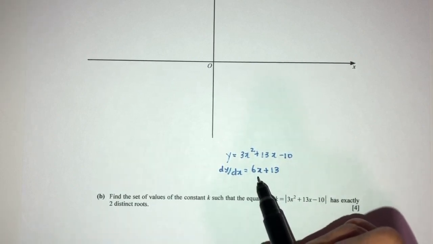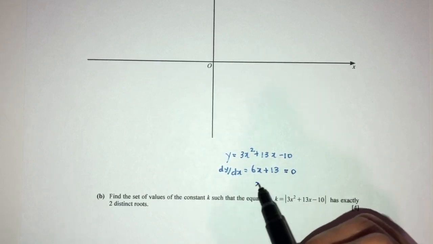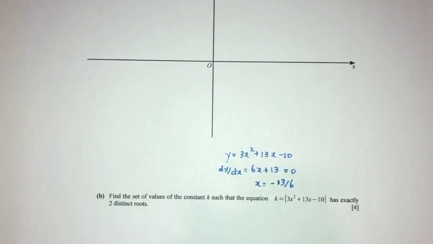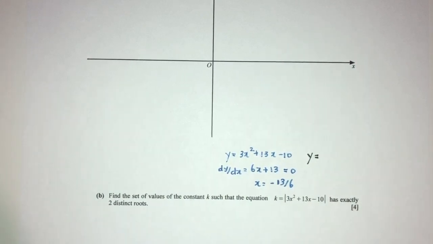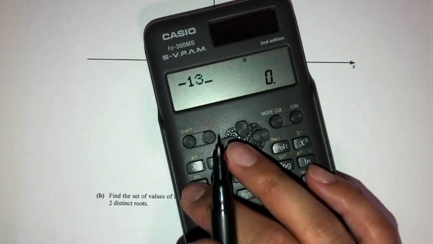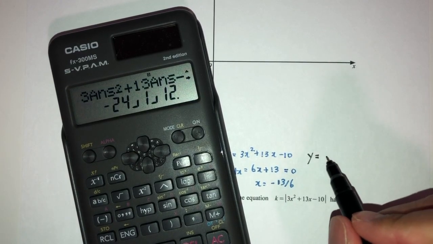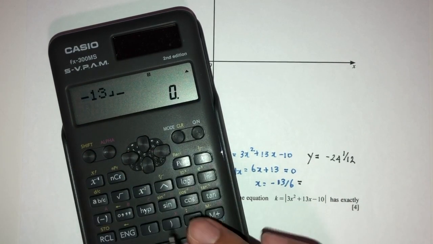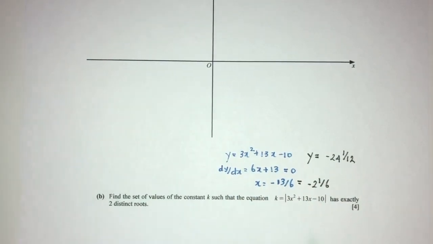Now we do understand that at the minimum point, at this stationary point, dy by dx has to be 0. So x will be minus 13 over 6. Now obviously we have to find the corresponding value of y. So y will be what? Replace this back in your calculator. So minus 13 over 6, this is my answer. So 3 times answer squared plus 13 times answer minus 10. That will give me minus 24 1 over 12. And minus 13 over 6 is simply minus 2 1 over 6. So this is my stationary point.